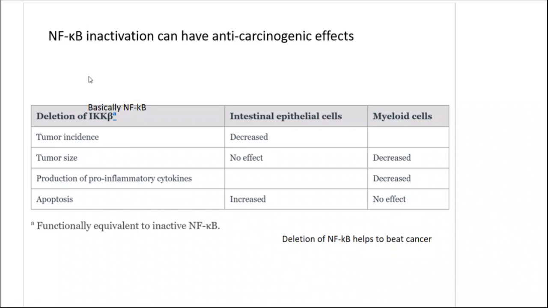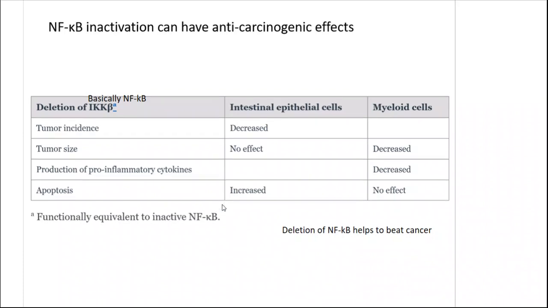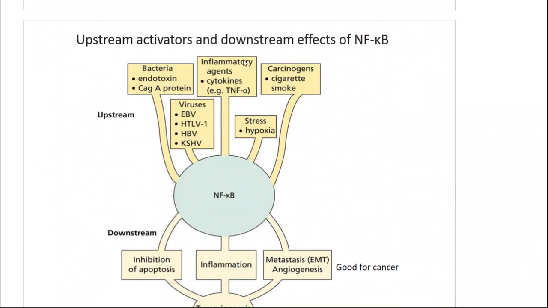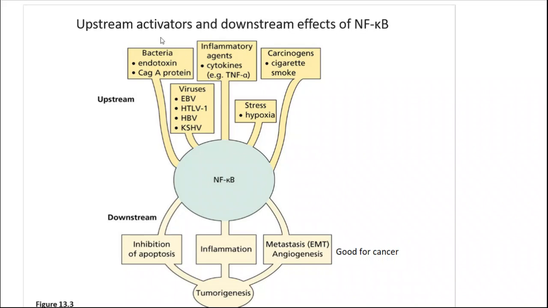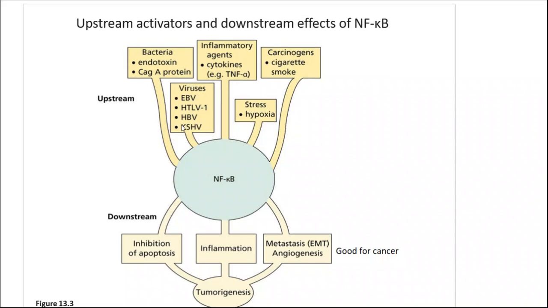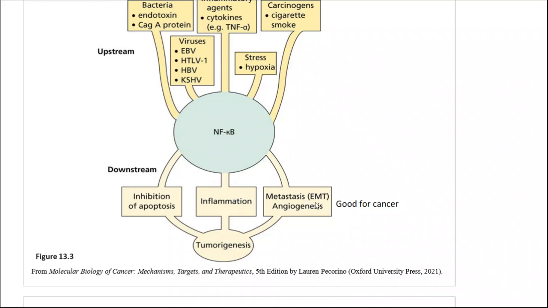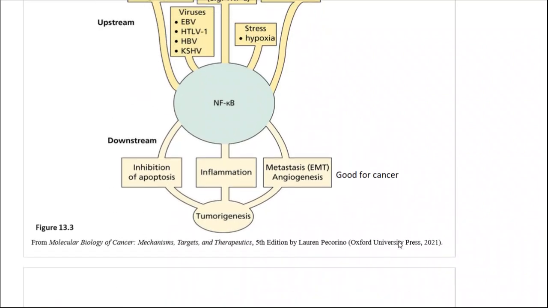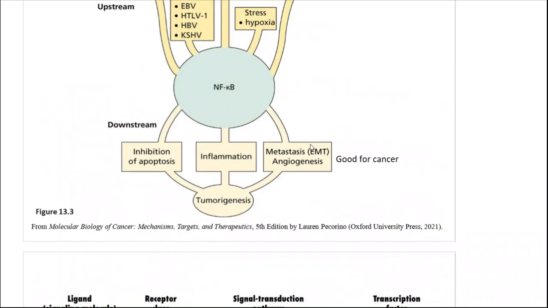our body. NF-kappa B inactivation can have anti-carcinogenic effects. So basically, deleting NF-kappa B helps to beat cancer. If you delete a molecule that's really similar to NF-kappa B, the tumor incidence decreases, the tumor size also decreases, and apoptosis increases. What activates NF-kappa B is carcinogens like cigarettes, inflammatory agents like TNF alpha, stress, hypoxia, viruses, bacteria, etc. That causes inhibition of apoptosis, inflammation, EMT, and angiogenesis, which all contribute to tumorigenesis. So NF-kappa B causes cancer, so don't smoke and don't get stressed.